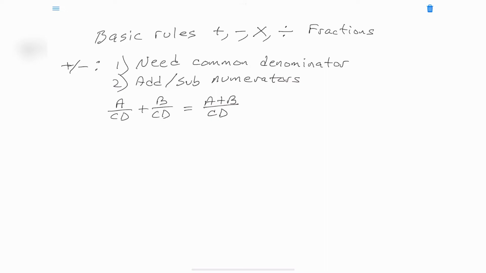So let's move on to multiplying fractions. So to multiply fractions, it's very simple. All we do is multiply the numerators, and then we multiply the denominators.